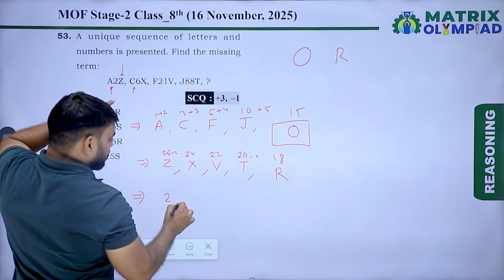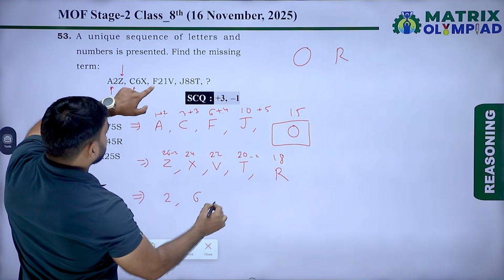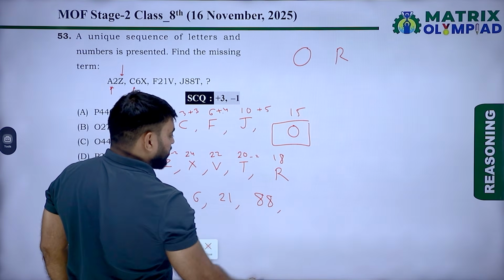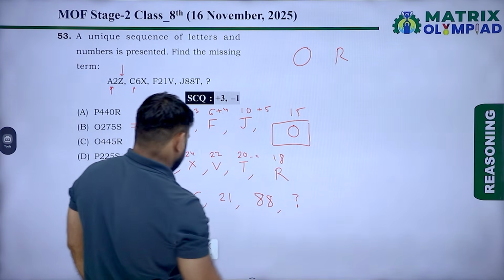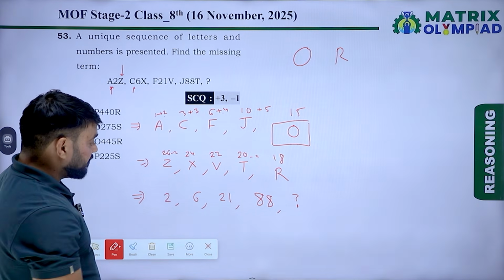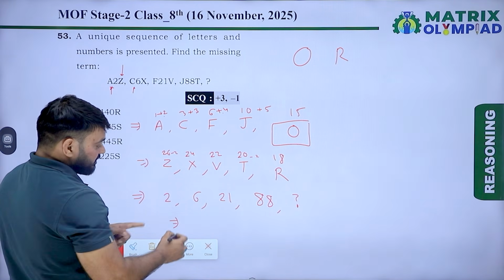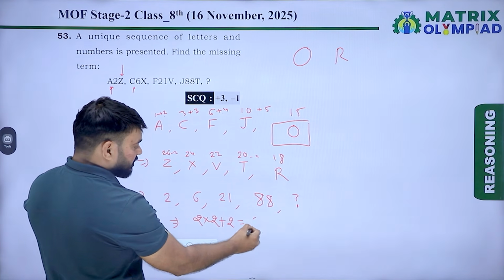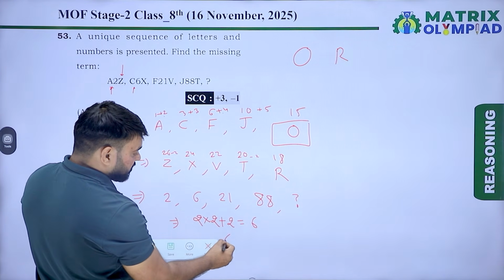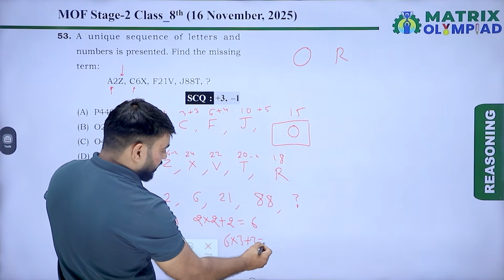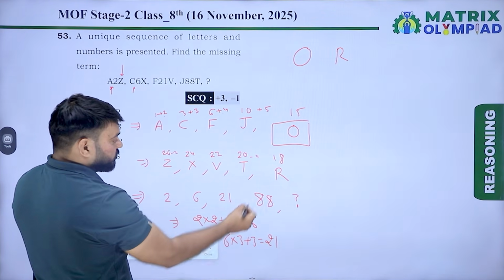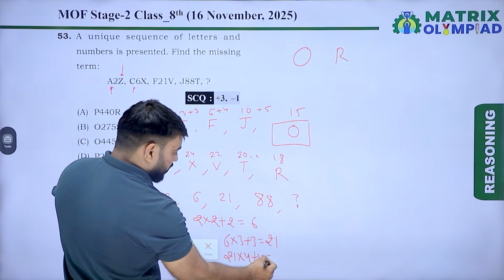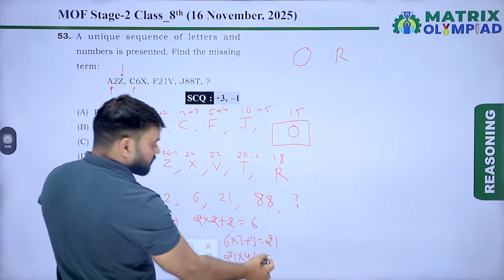So number of the series is 2, 6, after 6 next is 21, after 21 next is 88, and after 88 next is missing. So find the pattern of given number series. So pattern of the series is 2 to 6, it means 2 multiply by 2 plus 2, it means 6. Now 6 to 21, it means 6 multiply by 3 plus 3, it means 21. Now 21 to 88, it means 21 into 4 plus 4. 21 into 4, it means 84 plus 4, it means 88.